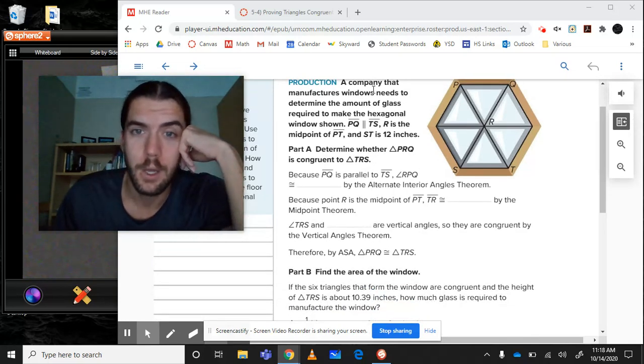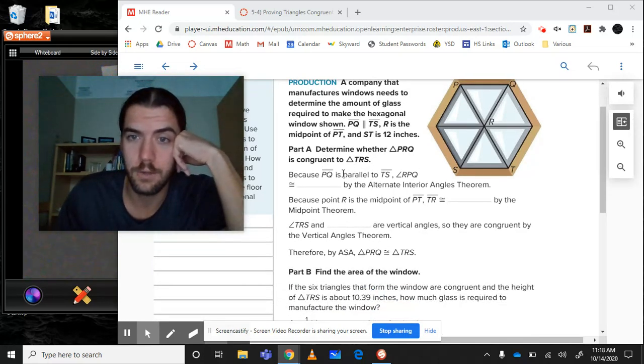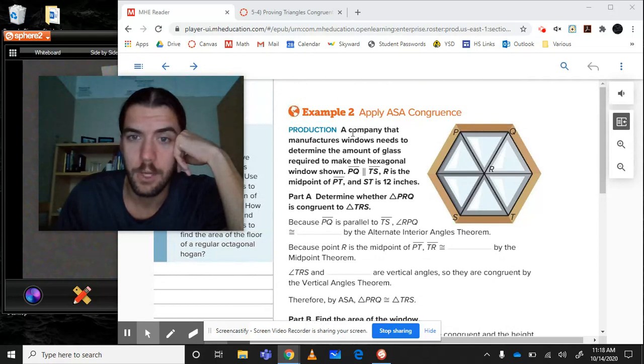All right, so I guess they're not going to use that home anymore. They're going to use a different example now. A company that manufactures windows needs to determine the amount of glass required to make the hexagonal window shown.